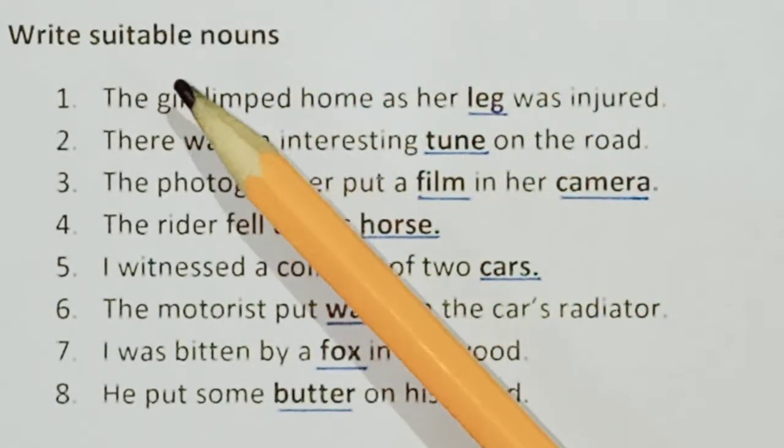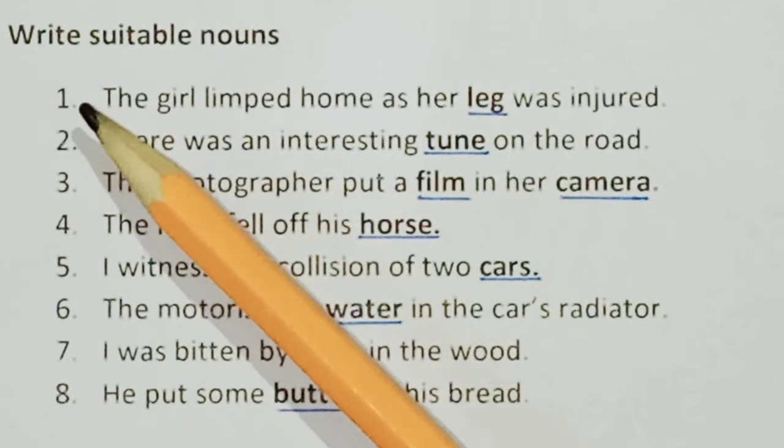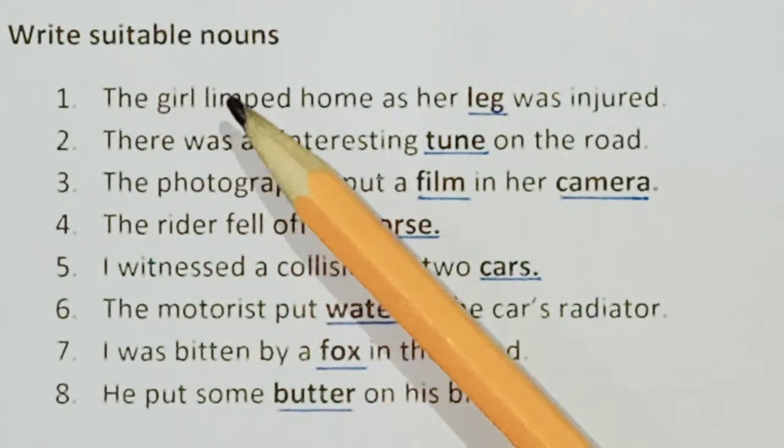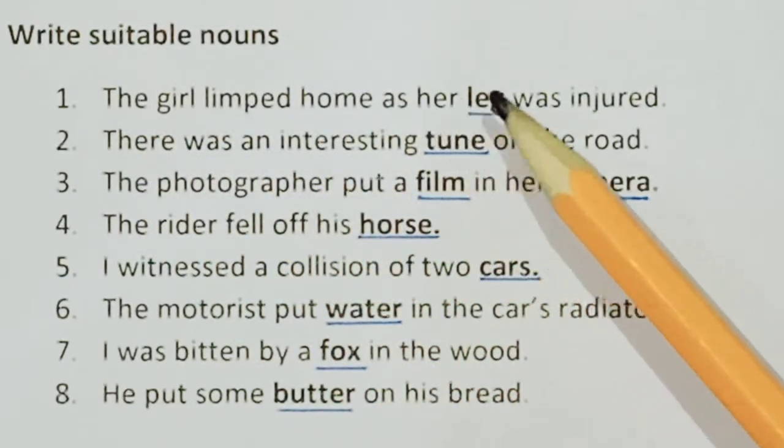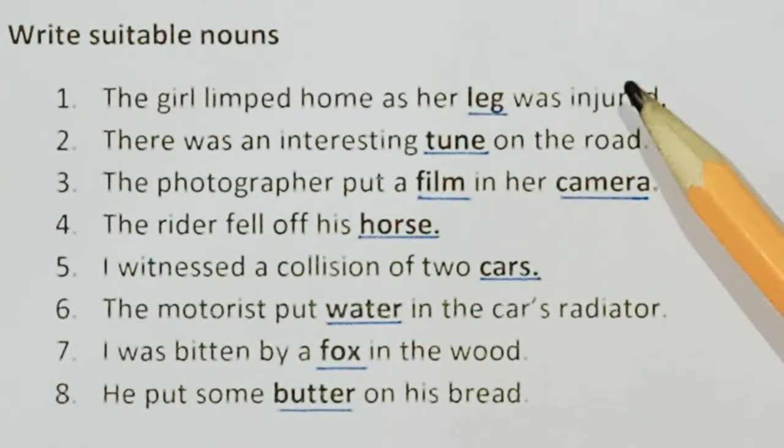Now we'll be doing our second exercise, which is write suitable nouns. The first sentence is, the girl limped home as her dash was injured. So as her leg was injured.